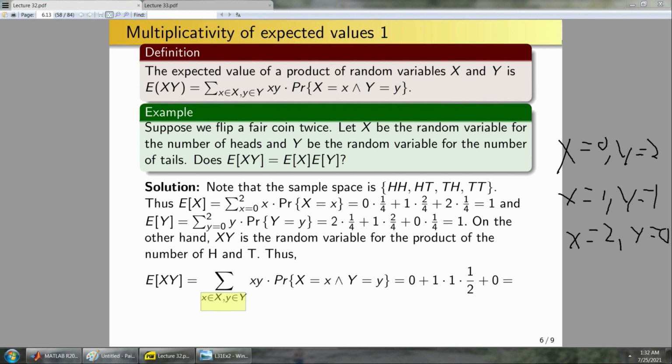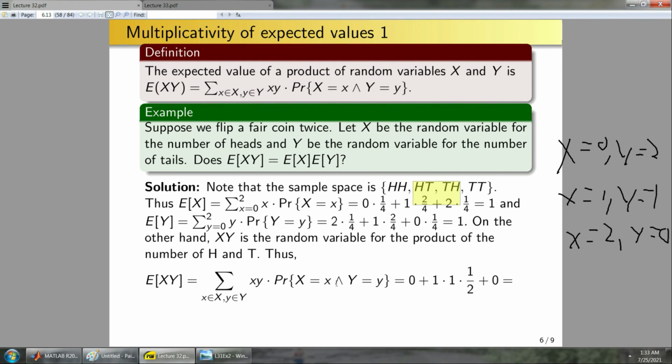Like the case where x is 0 and y is 0, that has a probability of 0 happening because that's an impossible event, right? So from here, I only need to compute the probabilities of these cases. For the first case, x is equal to 0, so I don't even need to compute this probability, I know it's 0. In the second case, x and y are both 1, so that's where I get the 1 times 1. And what's the probability of getting 1 heads and 1 tails? Well, of course that's a half, right?